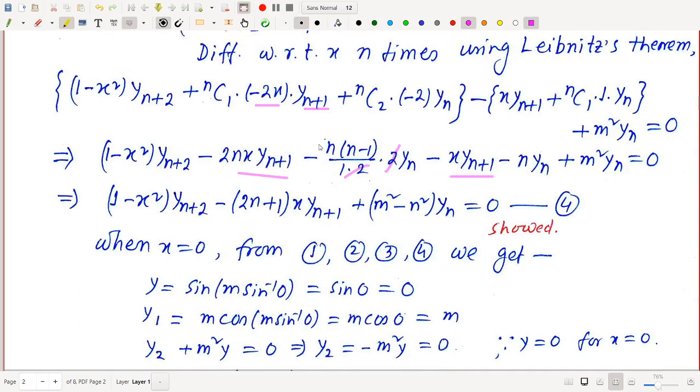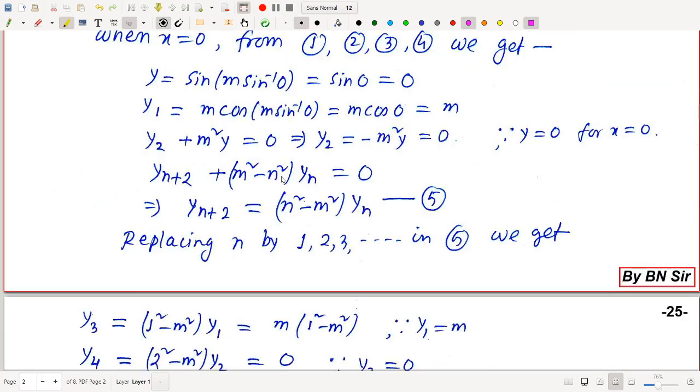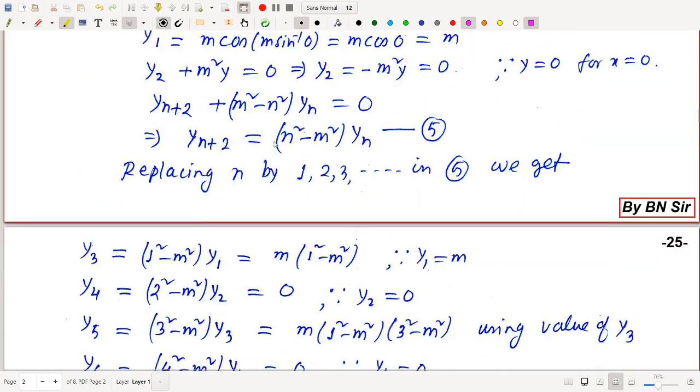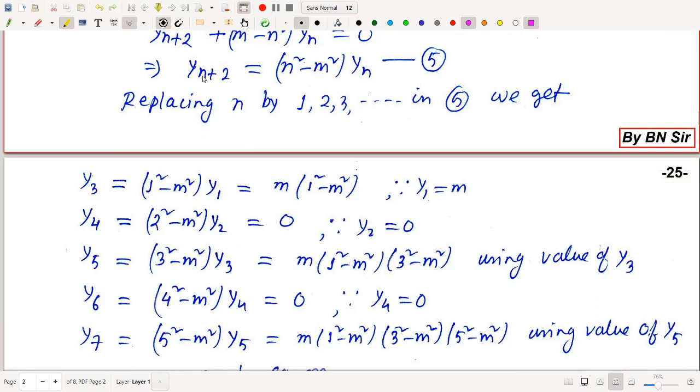And then putting x equal to 0 in line number 4 we get yn plus 2 plus m square minus n square yn 0. Yn plus 2 plus m square minus n square yn 0 means yn plus 2 equal to n square minus m square yn 0. Side changing we get number 5. This is the recurrence relation. Replacing this n by 1, 2, 3 etc. in number 5 we get, if we put n 1 we shall get y3, if we put n 2 we shall get y4, like this.